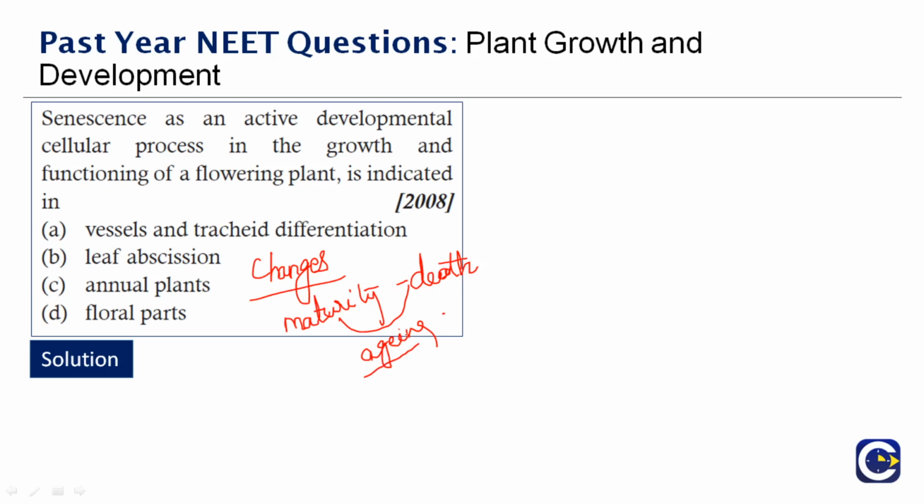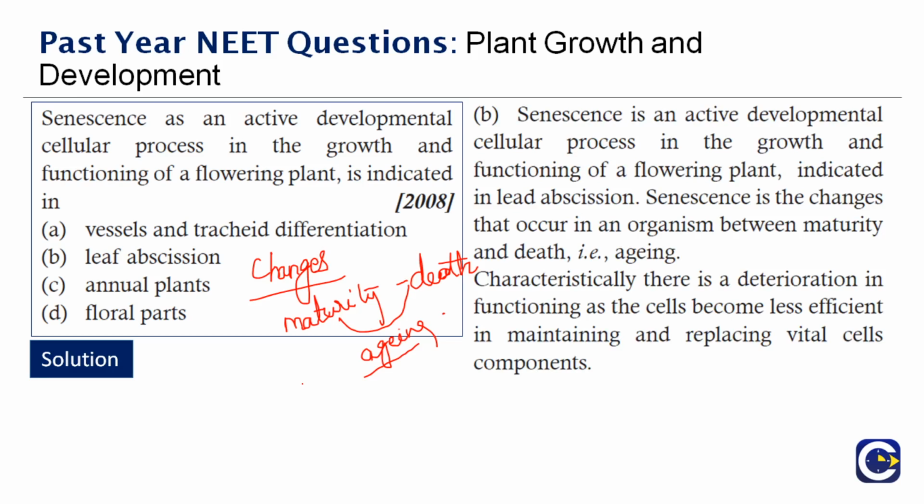So characteristically, if you find an organism growing, it is very well understood that at one point of time everything will stop functioning or it will become less functional. So that is what we are talking about here. So here it is indicated by leaf abscission. Therefore, the correct answer to this question is option B, leaf abscission. So that's what they have maintained here.